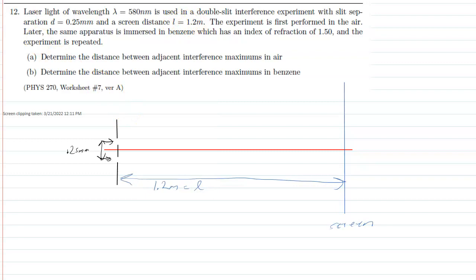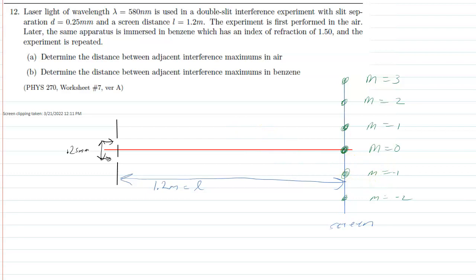And on the screen we have a series of bright spots. Our central one is going to be m equal to 0. This is going to be m equal to 1, this is m equal to 2, m equal to 3. We're going to go down here with m equal to minus 1, m equal to minus 2, etc.